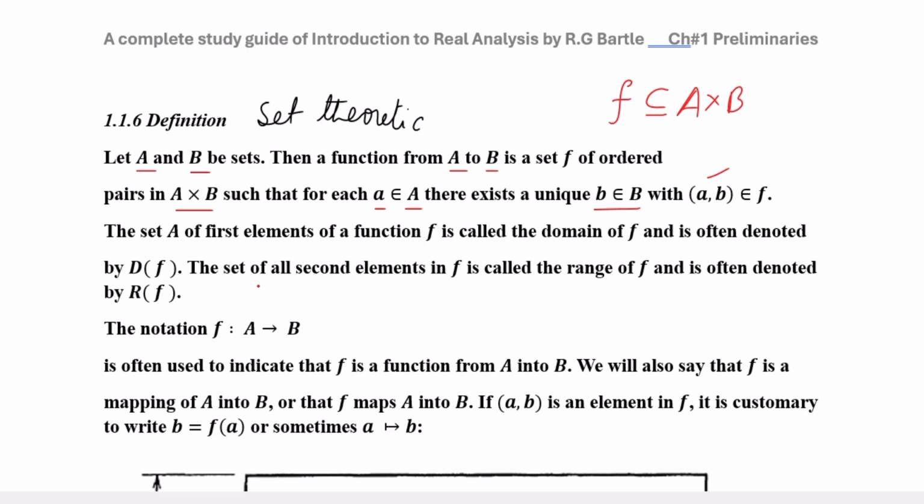The set A of first elements of the function is called the domain of f, and it is often denoted by D of f. The set of all second elements in f is called the range of f and is often denoted by R of f. The notation f: A to B is often used to indicate f is a function from A into B. We will also say that f is a mapping of A into B, or that f maps A into B. If (a, b) is an element of f, it is customary to write b is equal to f of a, or sometimes a maps to b. This is also another notation that we will use in this book.